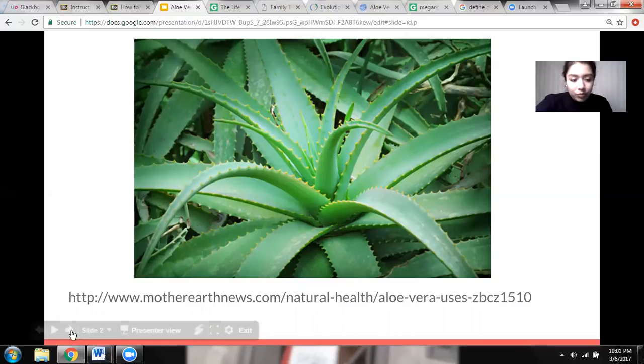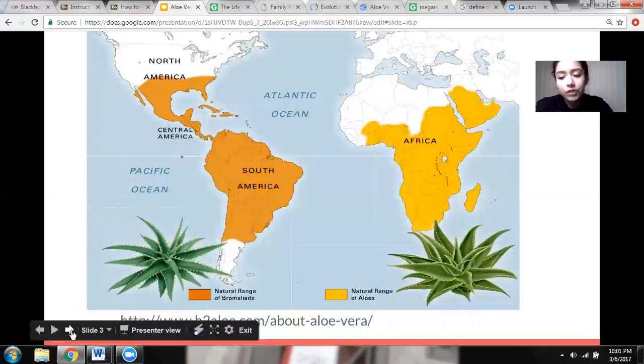Well, there are over 200 different species of aloe growing in the dry regions of Africa, Asia, Europe, and the Americas, both Central and South. There are a lot of aloe plants grown worldwide, but they are native and originate from Africa.